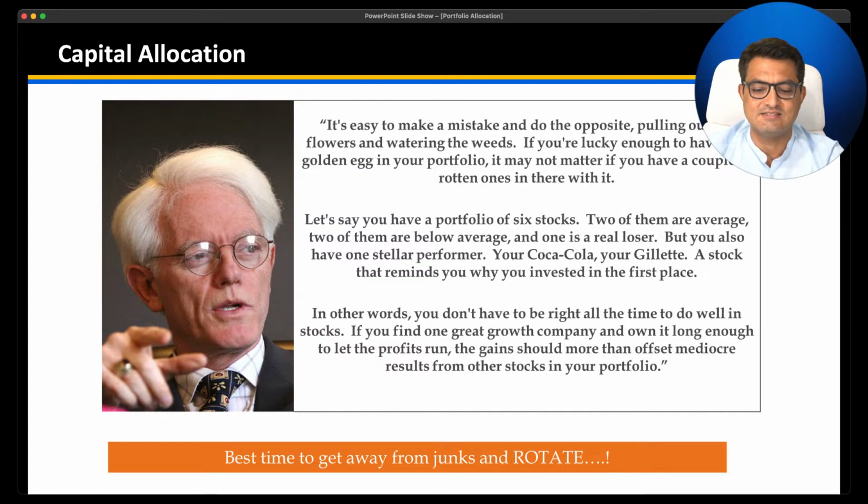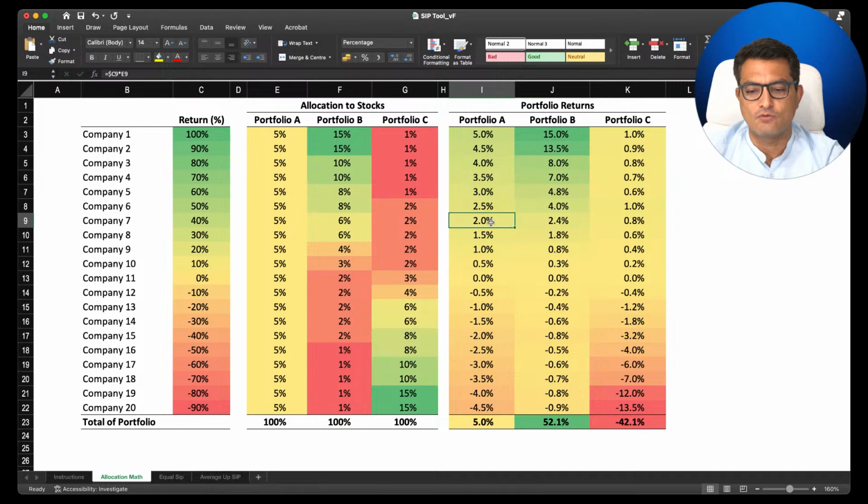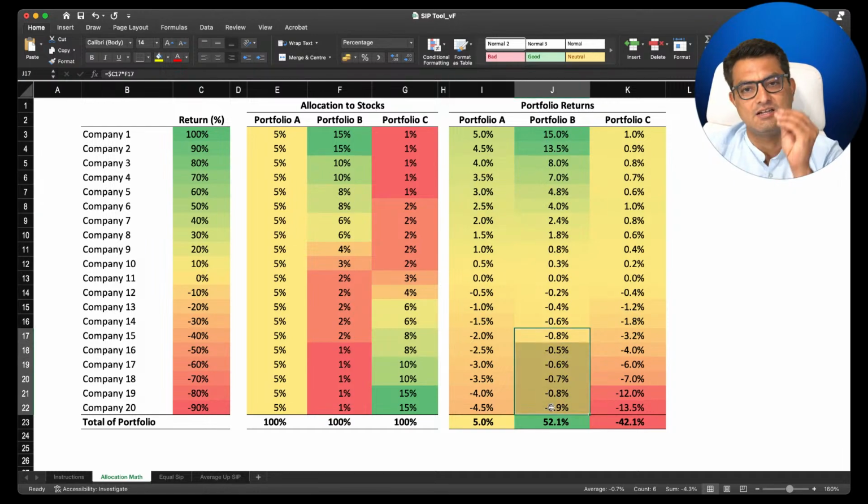Essentially, what he's saying is you keep adding more to your winners, and it doesn't matter even if the losers have a tiny allocation in your portfolio. Now, how to do this? Are you all ready to do this in an automated way using the Excel?